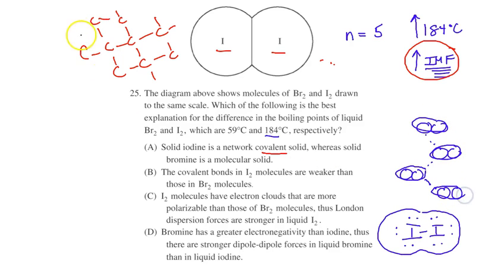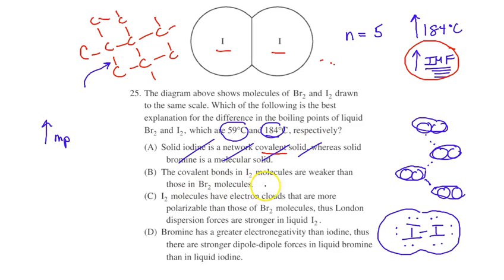In the case of a network solid, you'd be breaking bonds, and that's why network solids have tremendously high melting points and boiling points, which these are clearly not. Okay, so we get rid of that idea right away.